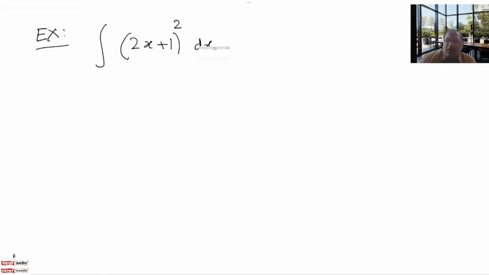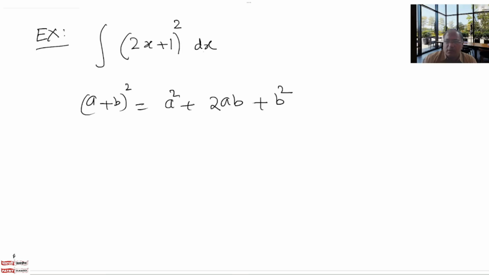Another example: integration of (2x plus 1) whole square dx. This can be done in two ways without putting k, u, etc. The first method is direct expansion, using the (a plus b) whole square formula, that equals a square plus twice ab plus b square. Here, if we use that identity, it becomes the integration of 4x square plus 4x plus 1 dx with respect to x.